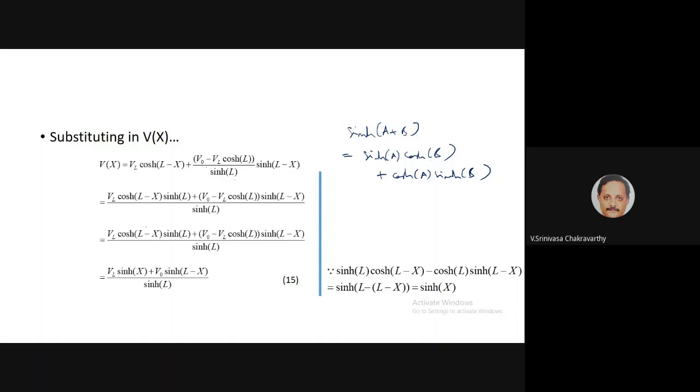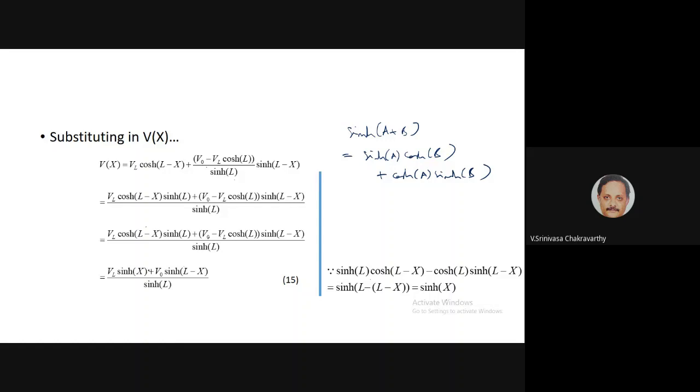If you invoke this expression given here, sinh L cosh(L − x) − cosh L sinh(L − x) is equal to sinh x. It reduces to a very small expression. So this is what applies here. If you plug this in, you get V_L sinh(L − x) plus V_0 sinh(L − x)... by sinh L. So this is what you will get. This is just a simplification.